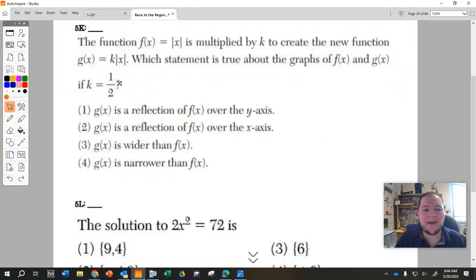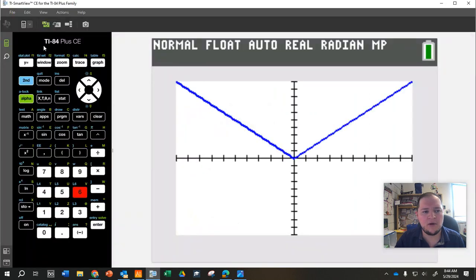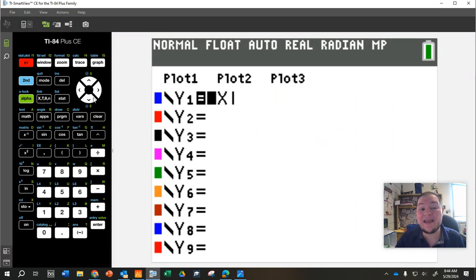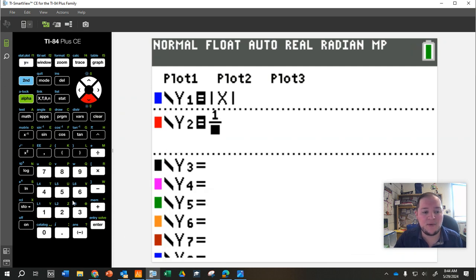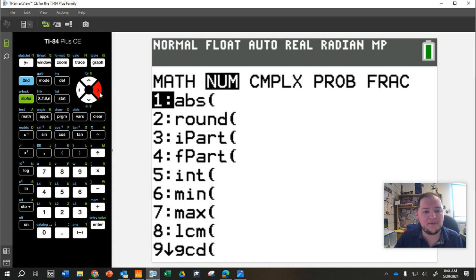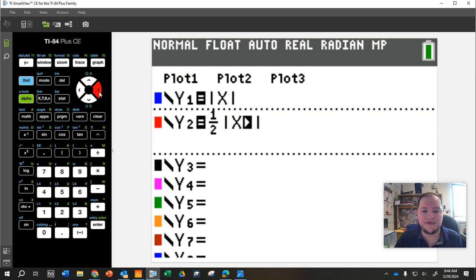The question was, what happens if we put k in front? What happens if we put 1/2 in front of that? So I'm going to go to y equals again. I'm going to leave the original one there as a reference point, and now I'm going to type in 1/2 absolute value of x. So I'm going to get my fractions up. For me, it's alpha y equals enter. So I'm going to type in 1/2, right arrow, make sure I'm outside, and then I'm going to throw an absolute value of x right in front of that 1/2, because that's what they told me the equation is.